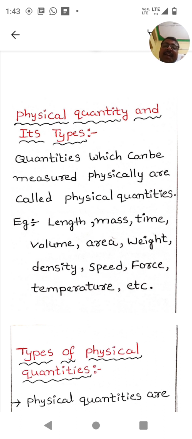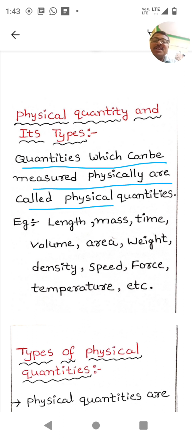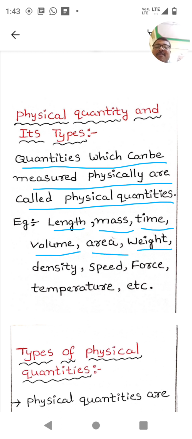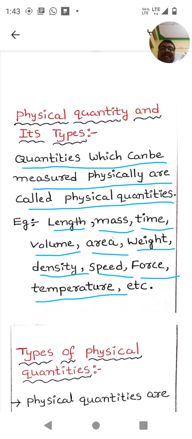Physical quantity, its types. First of all, what is the definition of physical quantities? Quantities which can be measured physically are called physical quantities. For example, length, mass, time, volume, area, weight, density, speed, force, temperature, etc. These all belong to physical quantities.